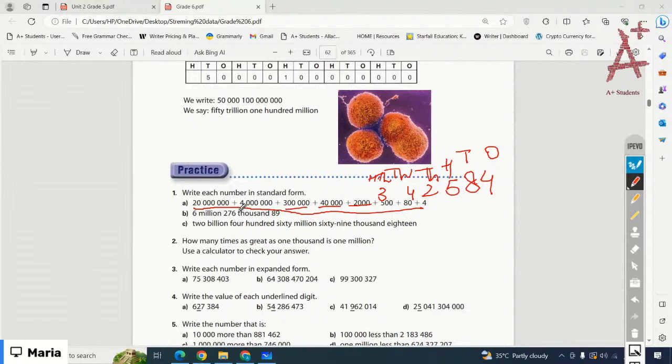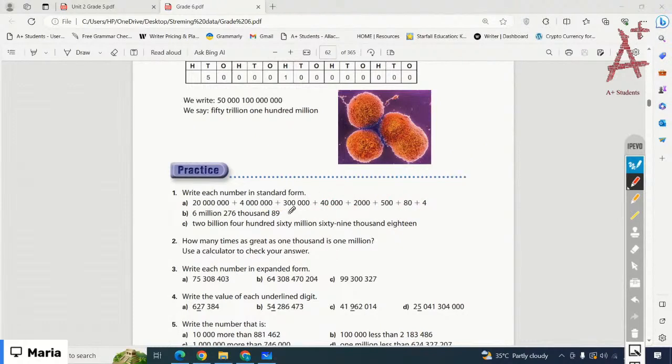Then you have 4 million. 4 is at the millions place. Then you have 20 million, 2 is at the ten millions place, and the number it makes is 24,342,584. If you read the number, it would be 24,342,584.